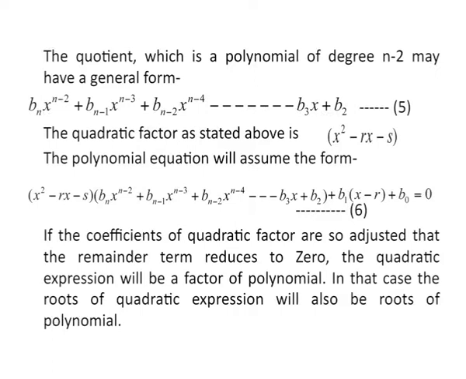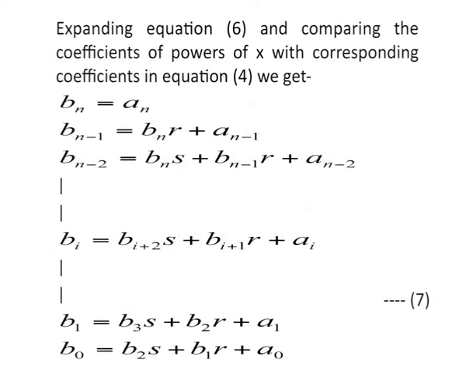Equation 6 is equivalent to equation 4, that means it is representing the original polynomial in factorized form with the remainder term also. Now, by multiplying the quadratic factor with the quotient polynomial and adding the remainder term, we can compare the coefficients of powers of x one by one, and we can get a relation between the coefficients in the two forms. The b coefficients are now related to the coefficients a n of the original polynomial.